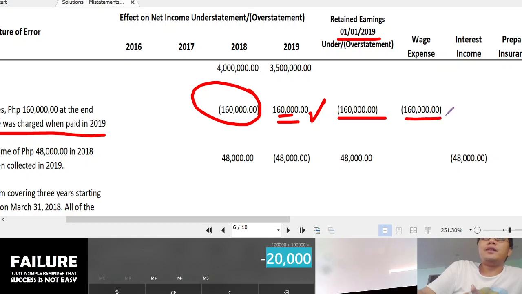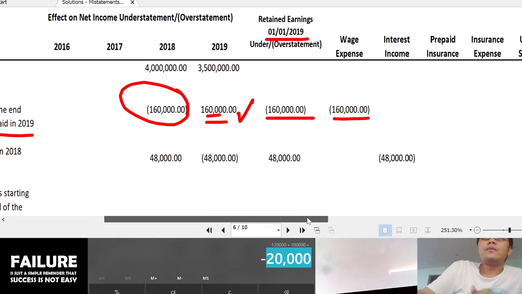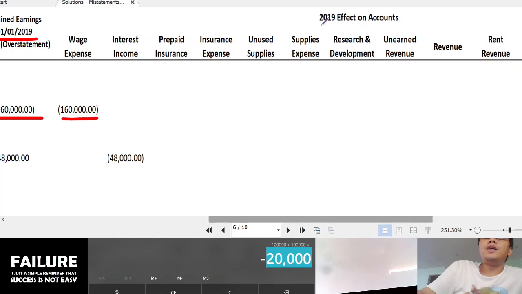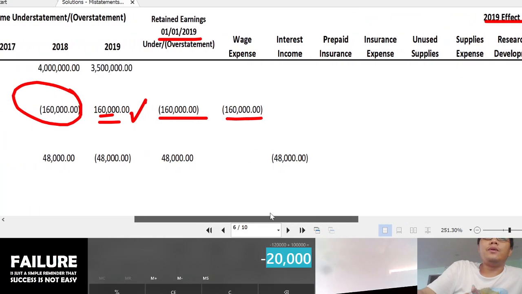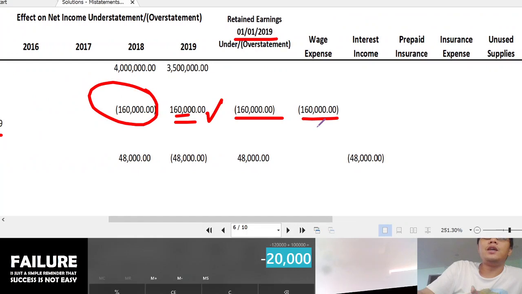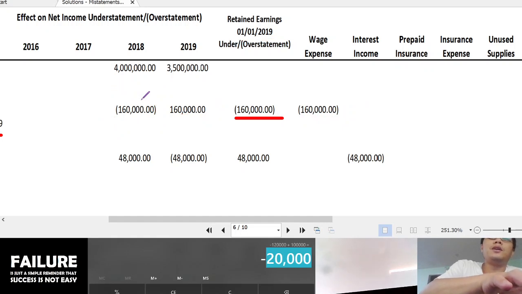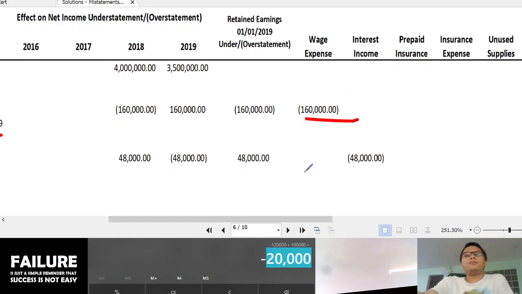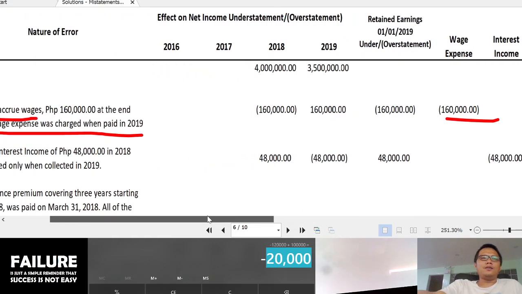The wage expense in 2019 obviously is, anong nangyari? Sobra. Kasi yun nga, itong 2018 na to, dapat 2018 to na-recognize na expense. Kaso, because 2019 mo siya binayaran, na-recognize mo siya as expense in 2019. Kaya sobra. Dapat mo bawasan. Okay? So, klaro yan siya ha.